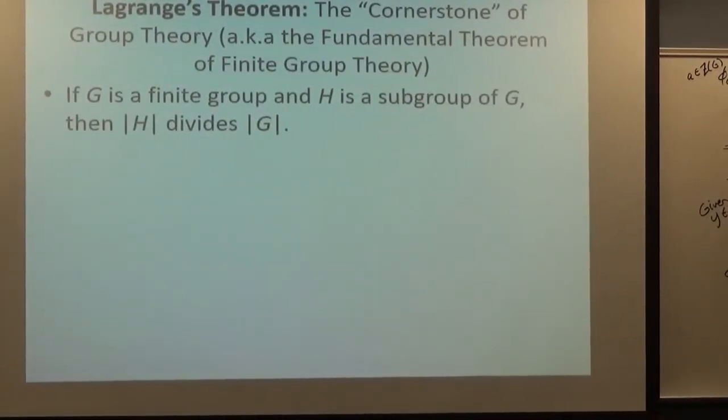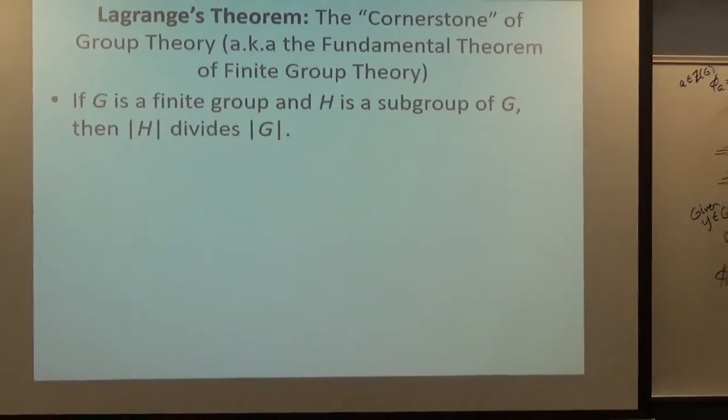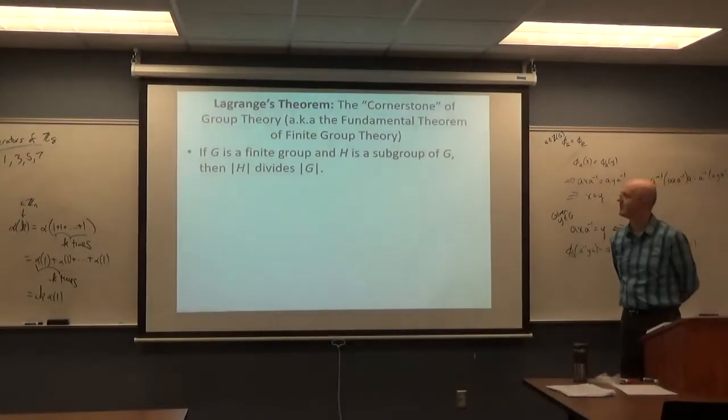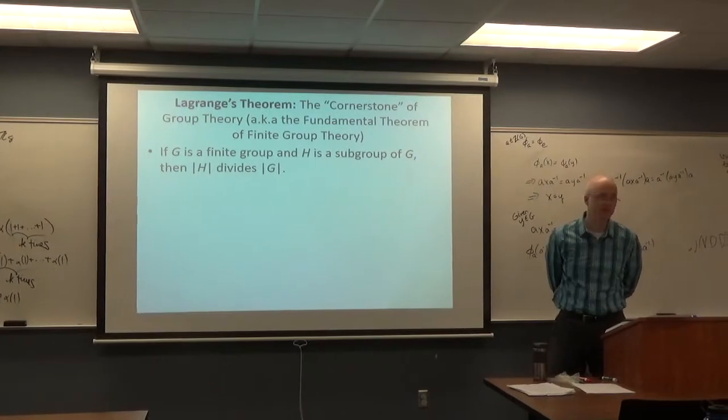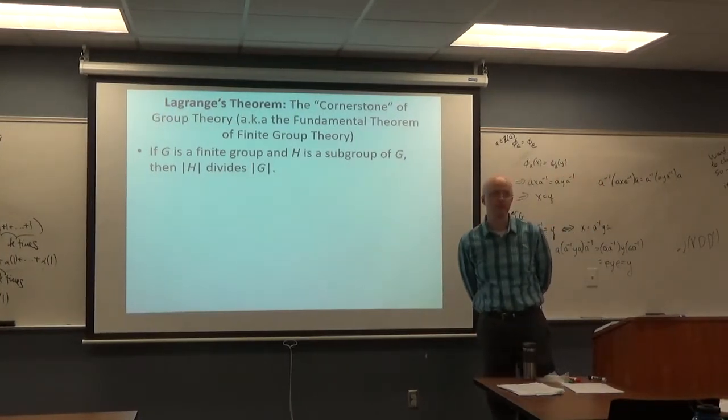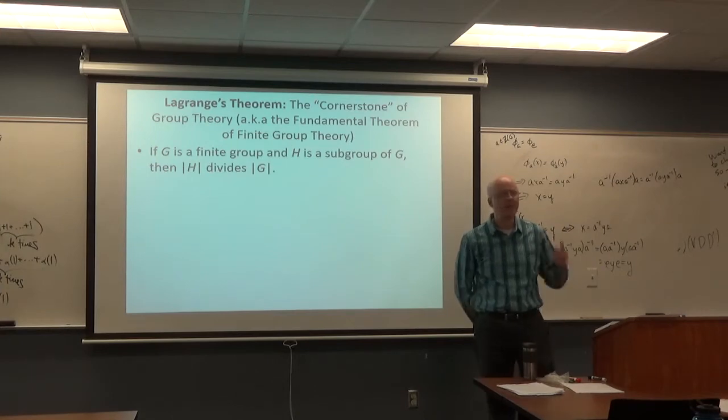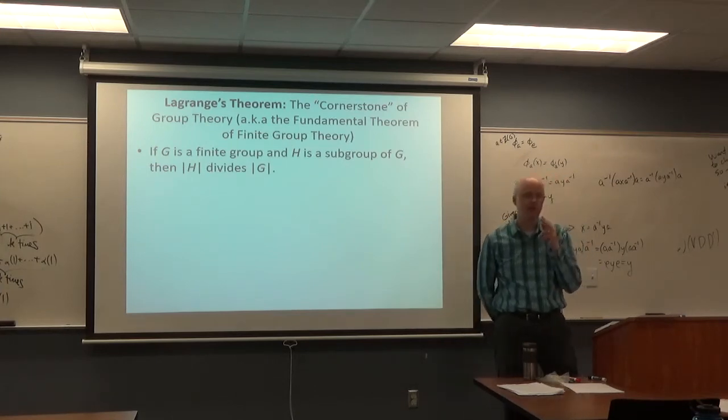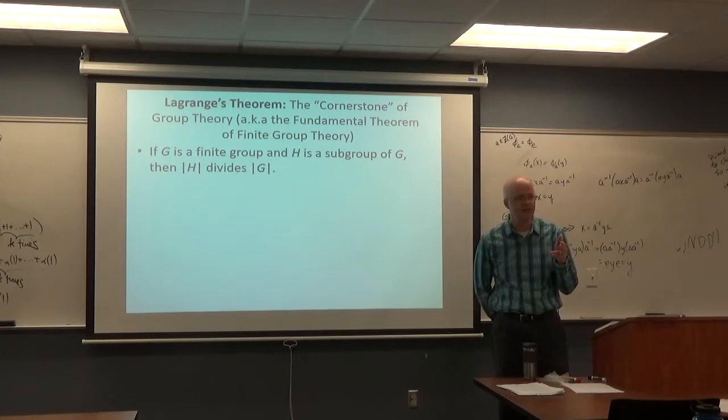If G is a finite group and H is a subgroup of G, then the order of H divides the order of G. We already knew that was true for cyclic groups in chapter 4. This is saying it's true for arbitrary groups. One thing that's not true, however, that was true for cyclic groups, is that the number of subgroups of the given order that divides M is not necessarily unique. It's not necessarily one subgroup of each order.